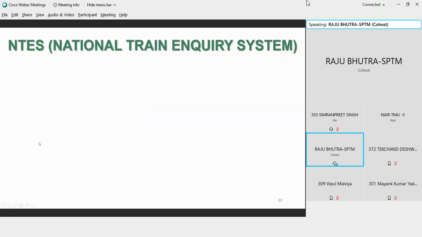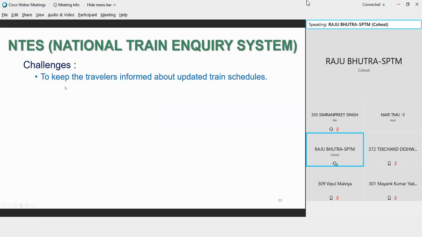Now, what are the challenges for having a National Train Inquiry System? To keep the travelers informed about the updated train schedules. So the passengers or the travelers should be regularly updated about the train schedules. What are the timings, arrival, departure, etc. They need to be regularly updated.